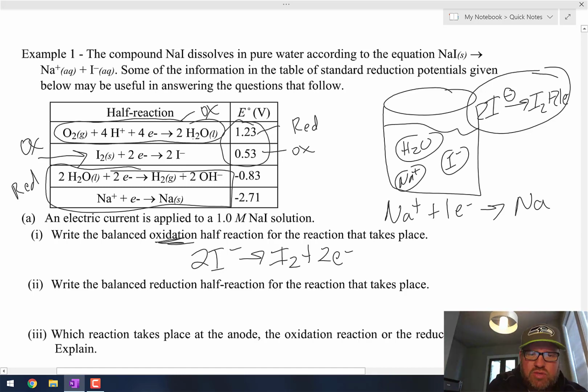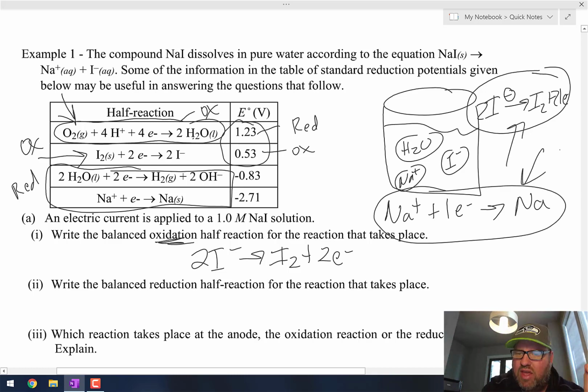Well, first of all, we know this one because this one doesn't have water in the reactants. It's water that has to be oxidized. So we know right away this equation right here has to be one of our oxidation possibilities. And then it's just understanding, okay, what do we have? We've got this and we've got this.